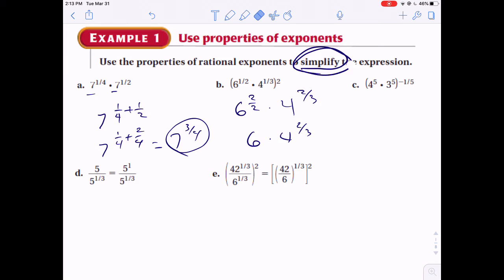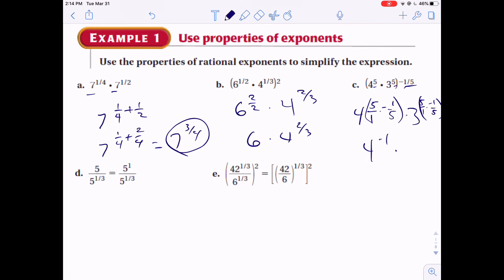Okay, next thing we've got here is different bases with this negative 1/5 exponent. I'll just multiply that negative 1/5 times the 2 exponents, the 5 and the 5. So I have 4 to the 5 over 1 times negative 1 over 5. Again, these are the exponents. Times 3 to the 5 over 1 times negative 1 over 5. I'm writing all that out so you can see it. So this all becomes 4 to the negative 1 times 3 to the negative 1. And where do those things end up going? They end up going down to the denominator. So that'd be 1 over 4 times 3, which is really 1 over 12.